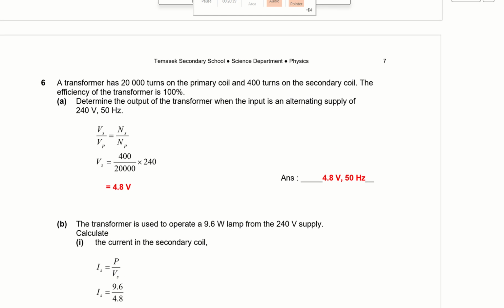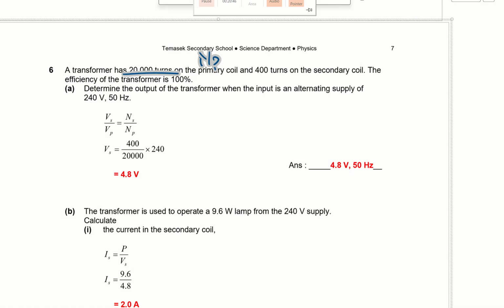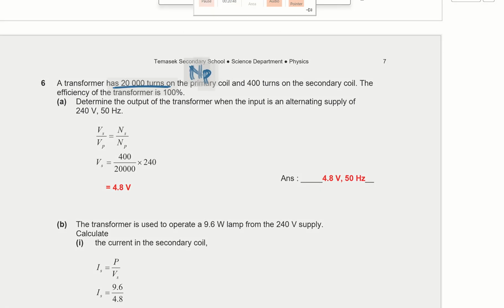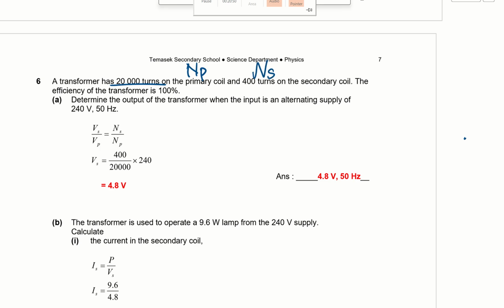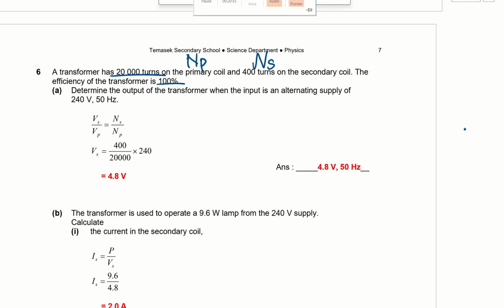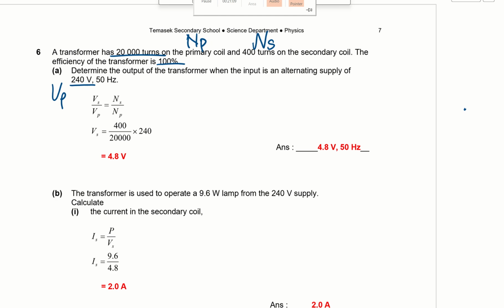A transformer has 20,000 turns on the primary coil, so this is my NP, and 400 turns on the secondary coil. That means this is actually a step down, right? Efficiency is 100%. Determine the output when the input is an alternating supply of 240 volts. So this is my VP. With all this information, I use my turns ratio formula. I should get 4.8 volts at the same frequency.